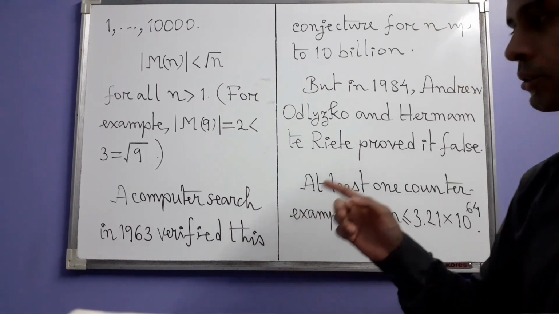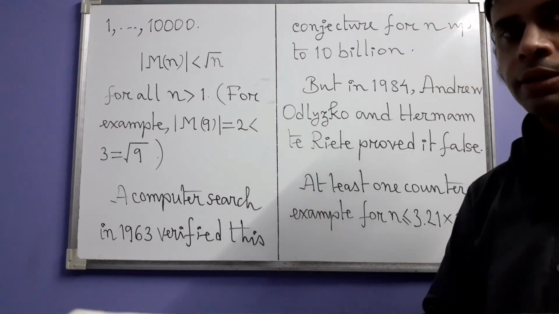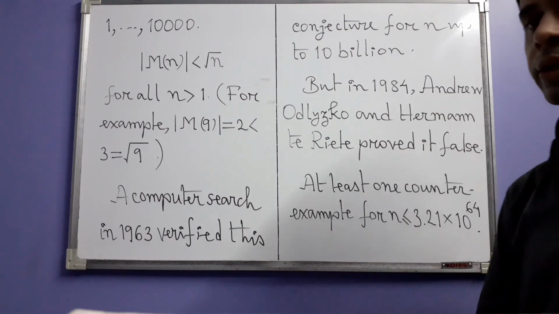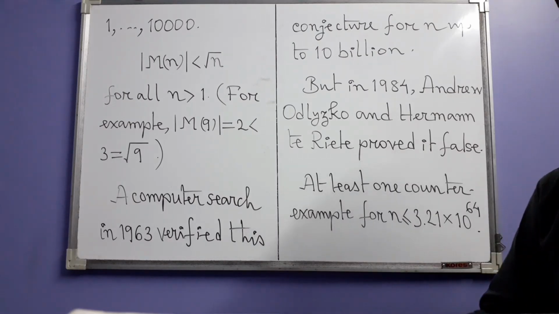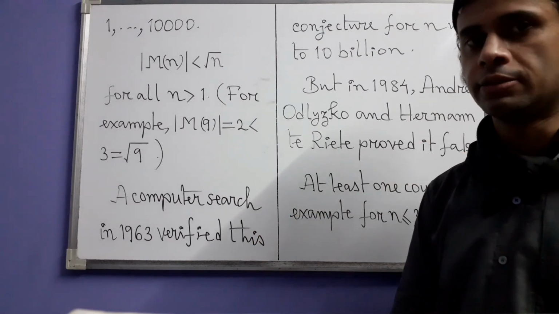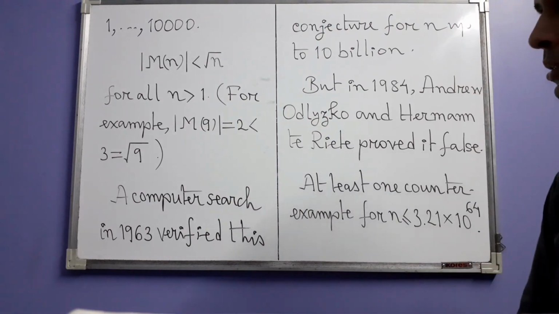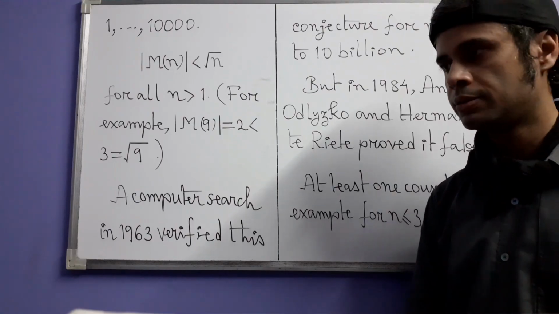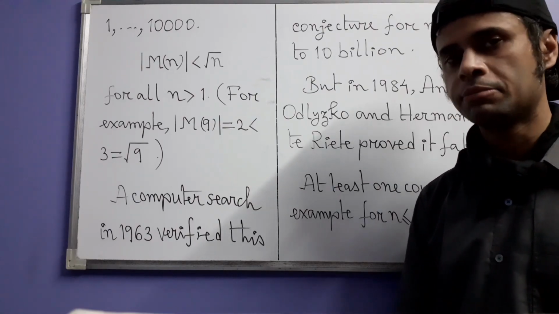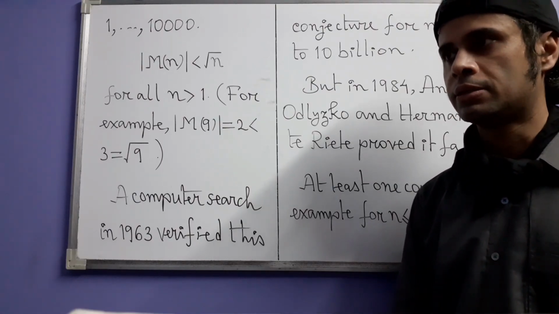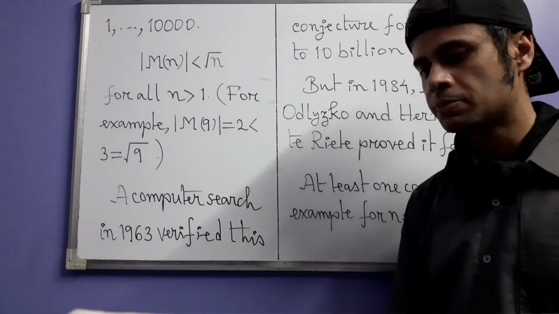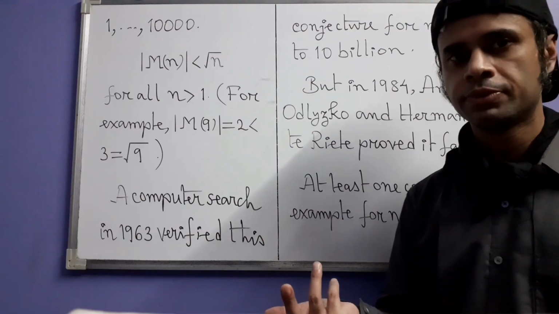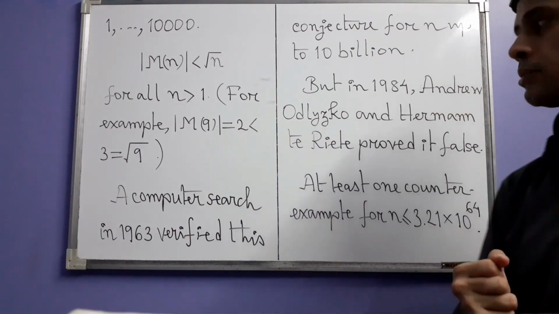Such a computer search was carried out in 1963, and it verified the conjecture to be true for n up to 10 billion. That's a long range, very long range. So when you see that your guess is correct for 10 billion values of n, then it gives you hope that, yeah, maybe the conjecture is true. But it has happened again and again that in spite of having overwhelming evidence that something should be true, it ultimately turned out to be false.